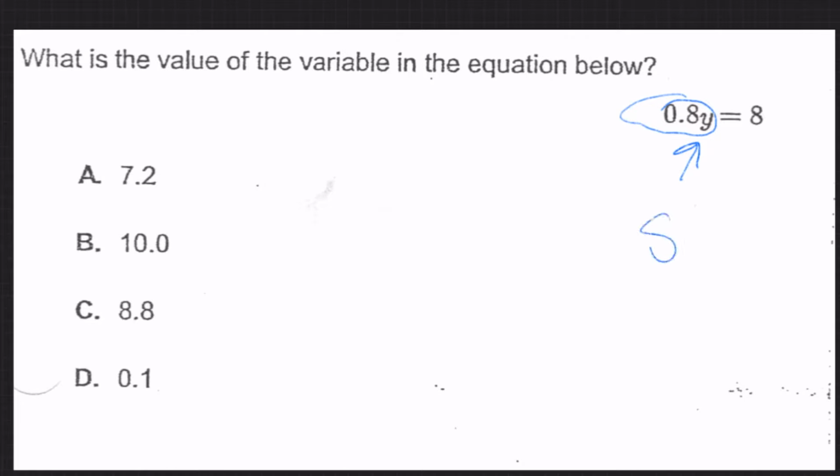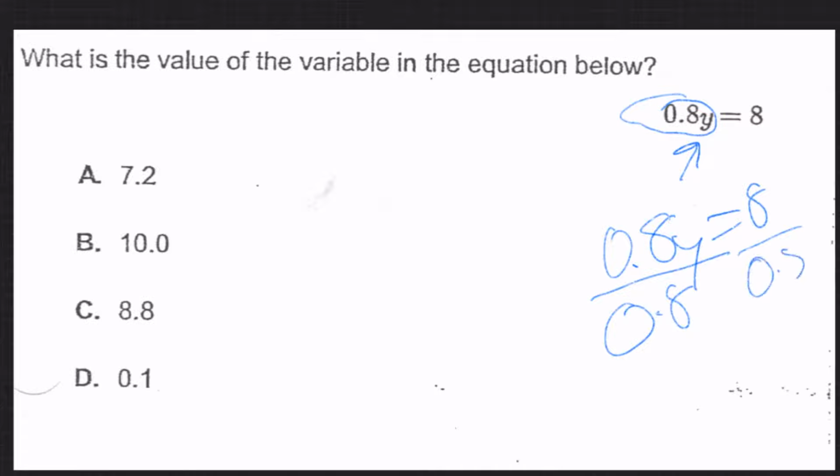So let's rewrite our problem here. 0.8y equals 8. And let's divide 0.8y by itself, 0.8. And whatever we do to the left side, we have to do to the right side. So we're going to divide both sides by 0.8.